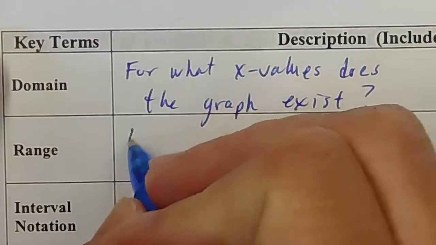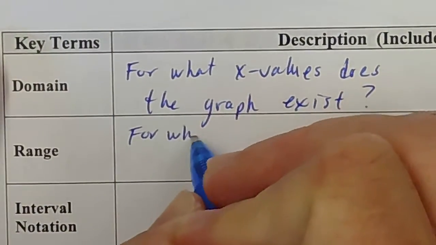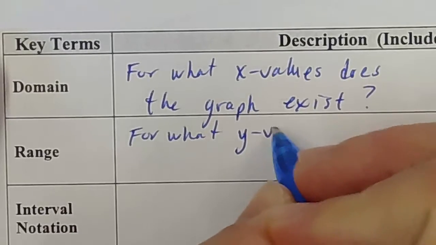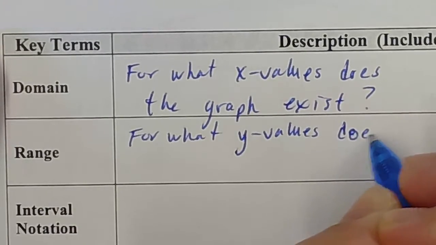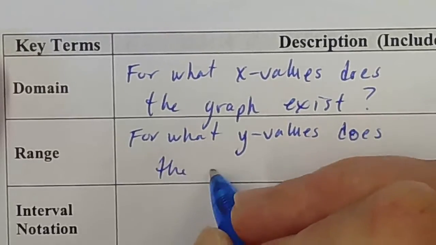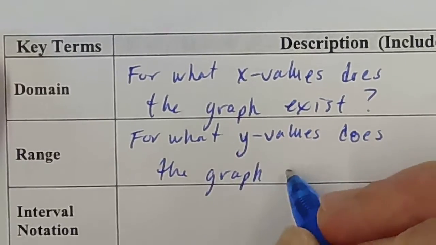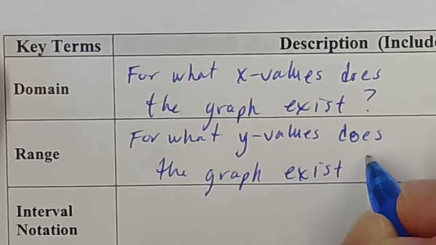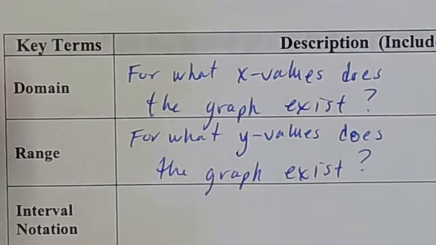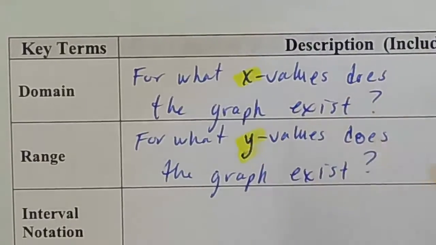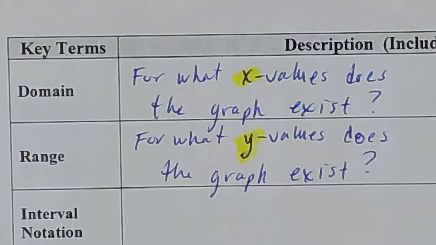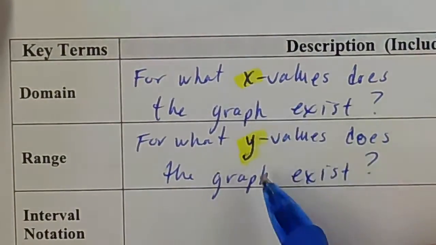And for range, let's just keep that same format. For what y values does the graph exist? Okay, so notice the key difference in that. Might seem like you just did the same thing, and you did, with the exception of one saying x, one saying y.